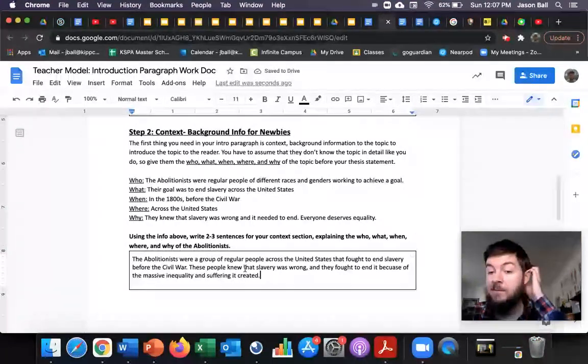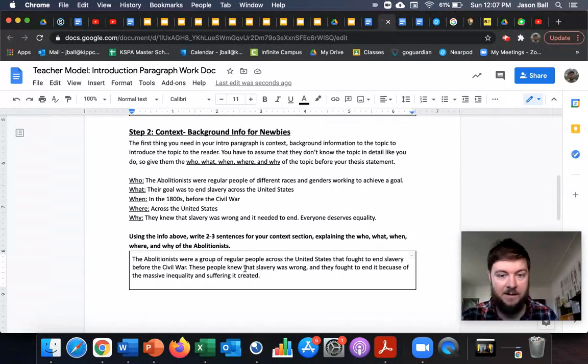2 sentences. Again, it's really creatively up to you. You don't have to write what I wrote. In fact, I would encourage you to put it in your own words, your own creativity in your writing. But as long as you've got the who, what, when, where, and why, you are good with your context. And that's the very first sentences of your introduction, how you start your writing.